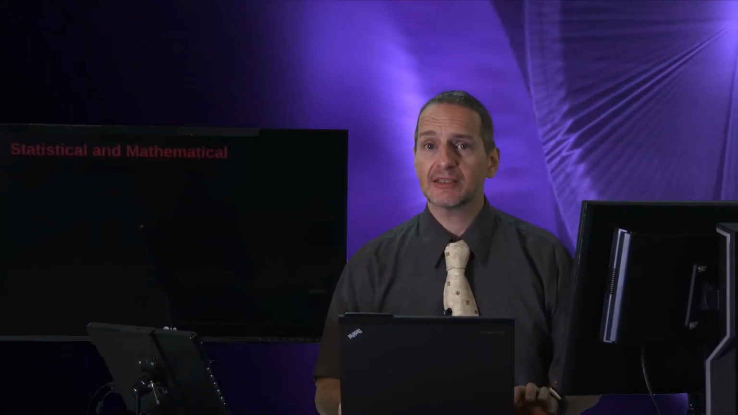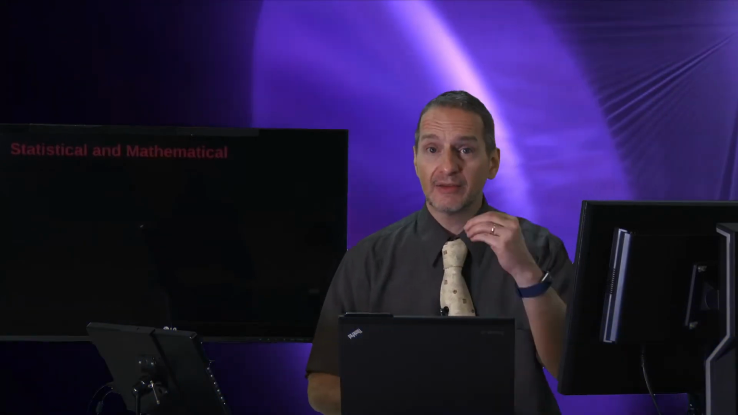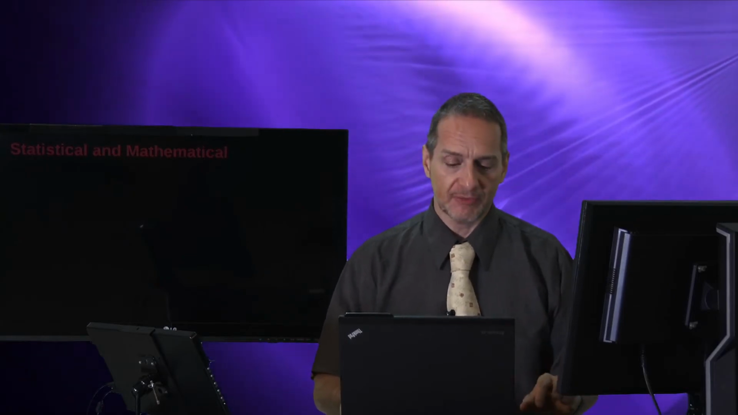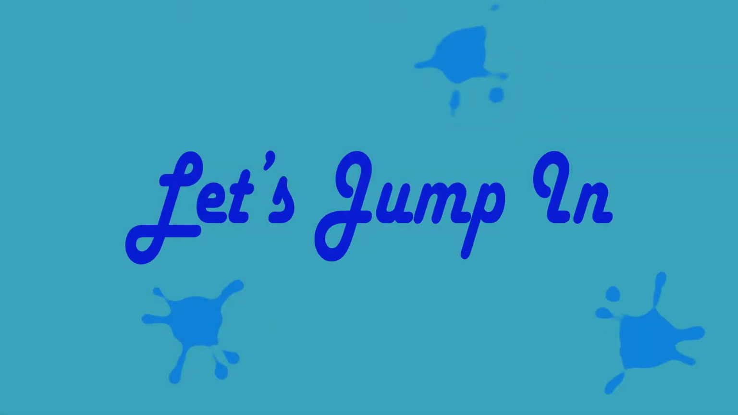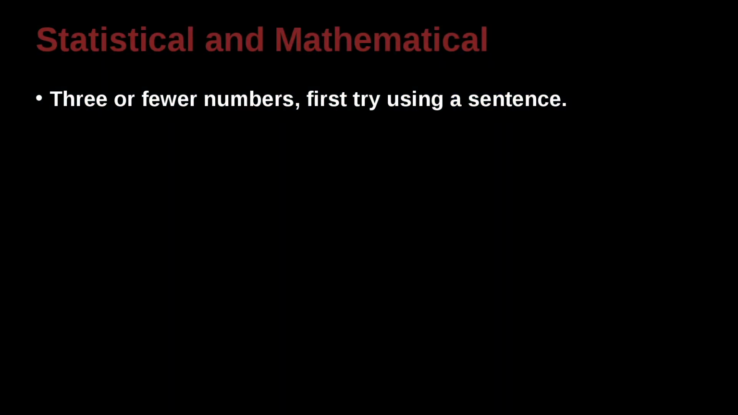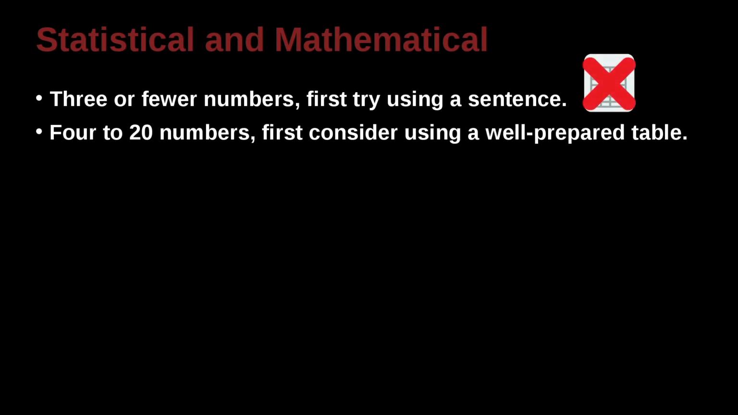Today we're going to be doing Unit 6, and we're going to be looking specifically at statistics and mathematics, numbers and formulas, and how you represent them inside your manuscript. So let's go ahead and jump right into it. If you have 3 or fewer numbers, that is just a few numbers, then try to put it into a sentence. Do not put them into a table.